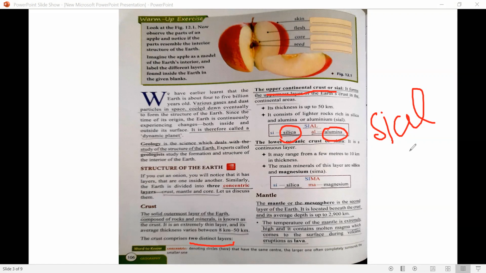It thickens the Earth's crust up to 50 kilometers, and it consists of lighter rocks rich in silica and alumina, or we can know it as aluminium. So this is silica, Si, and this is aluminium, Al. Okay, so this is the science.